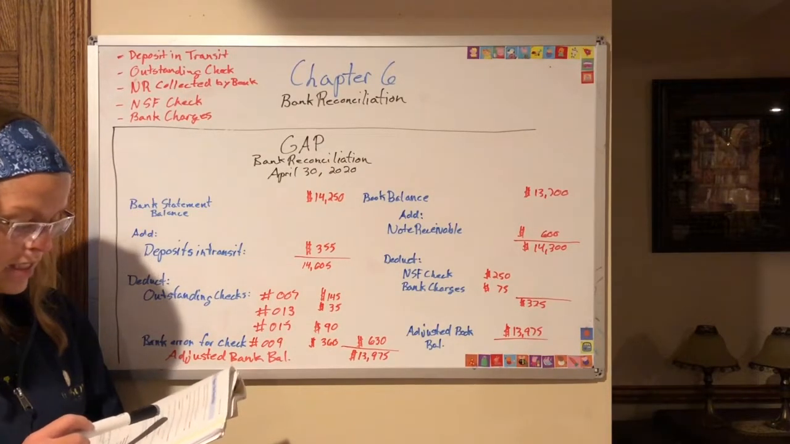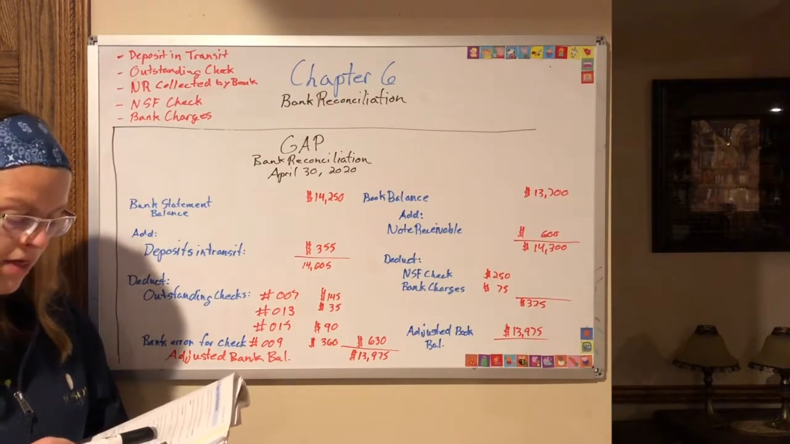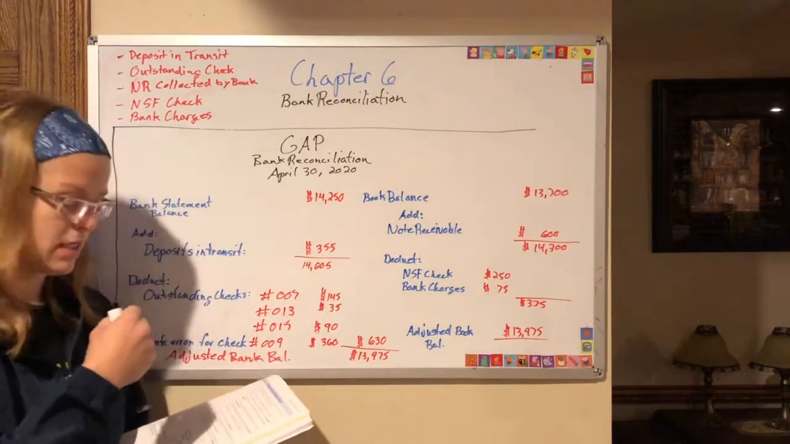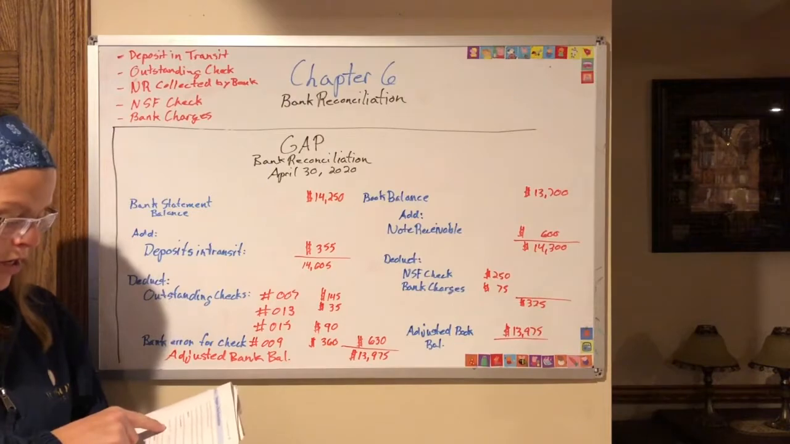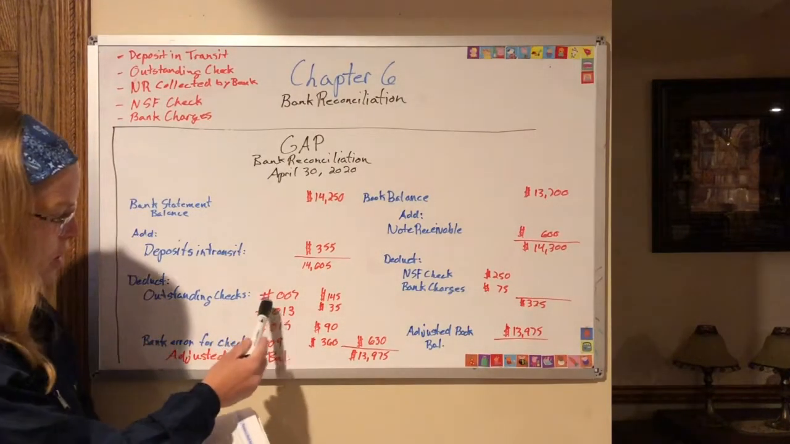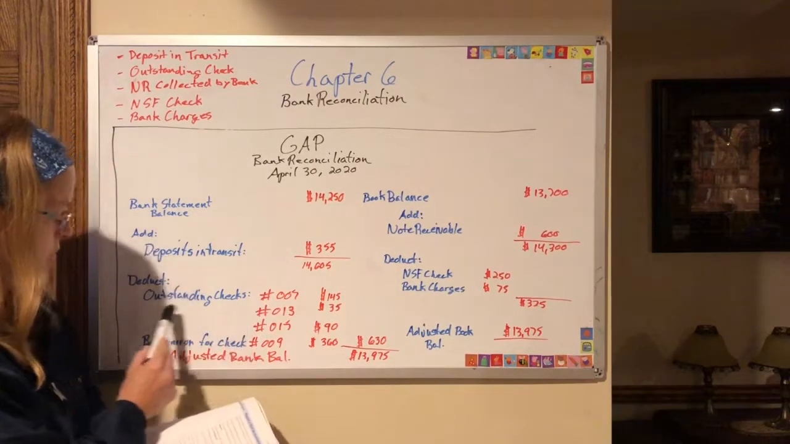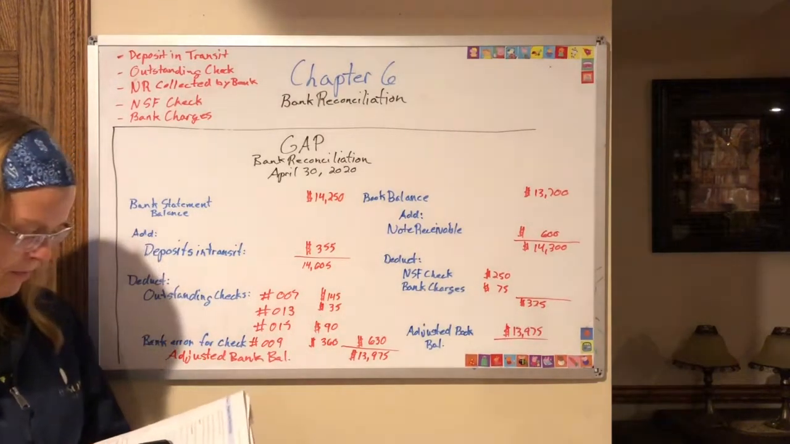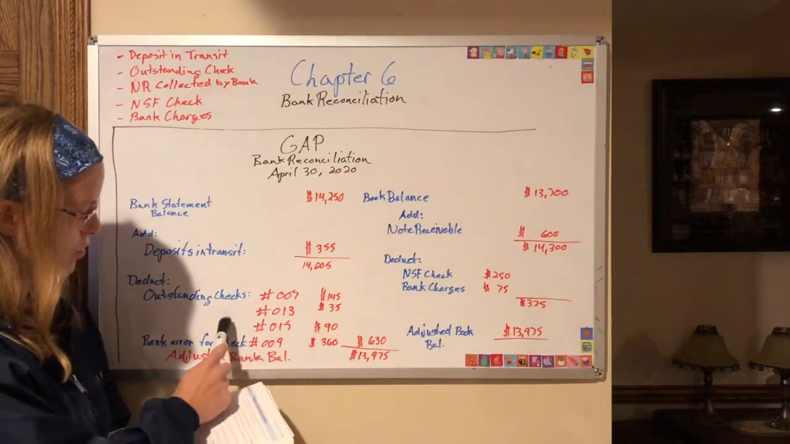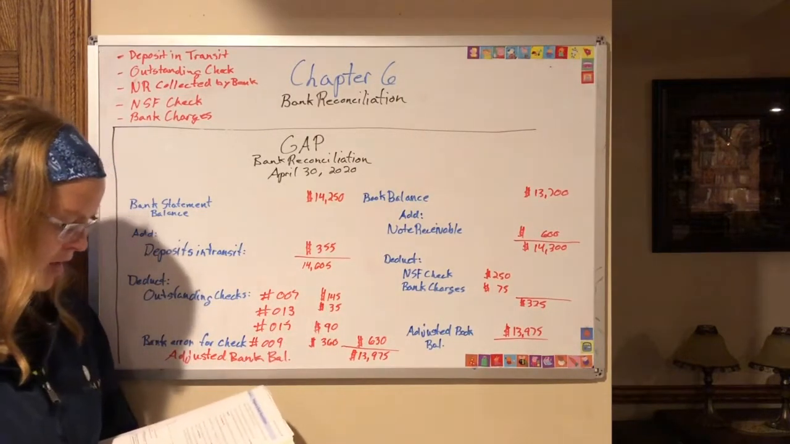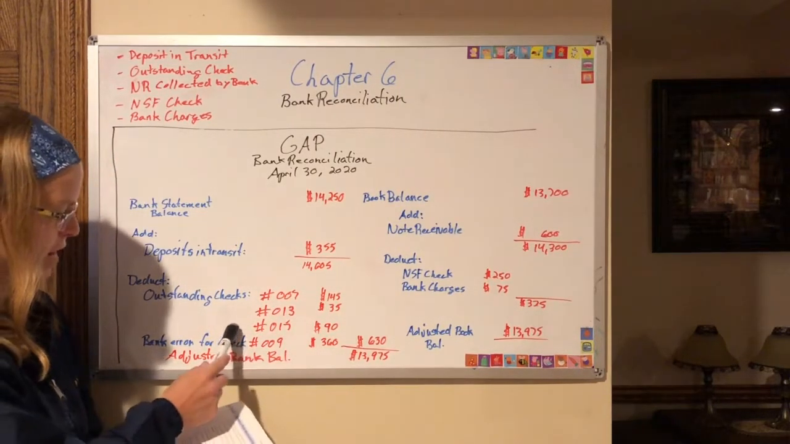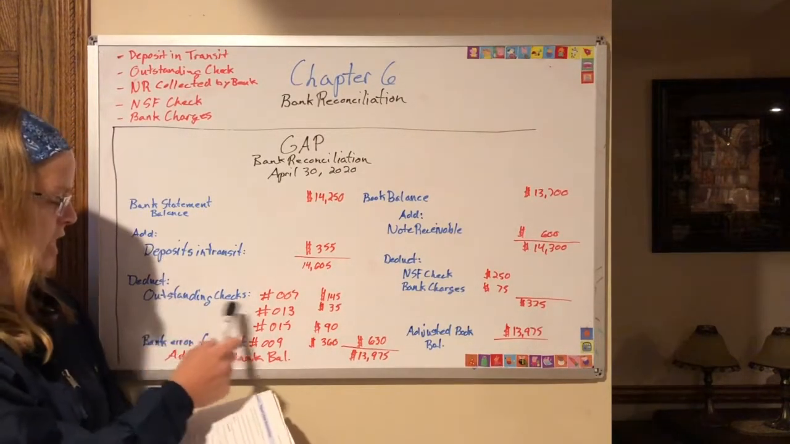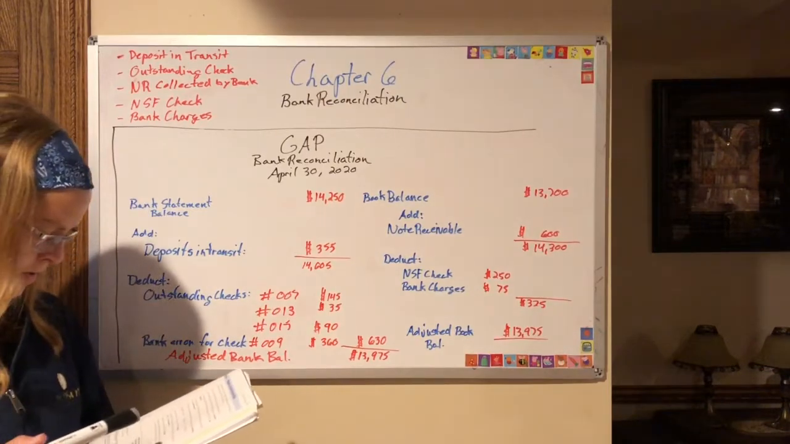The following outstanding checks had been written by month end. So the company knew about this, but the bank did not. All right, so check number 007 for $145 right here. Outstanding checks: 007, $145; check 013, $35; and check 015, $90. All right, so we have our outstanding checks listed there.